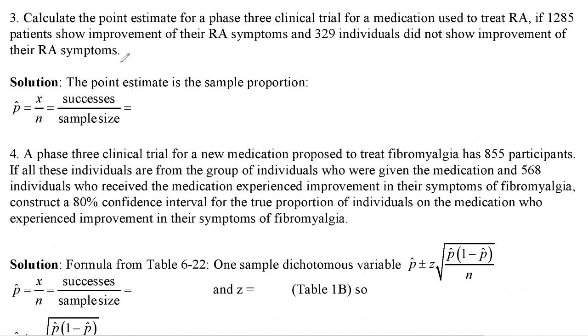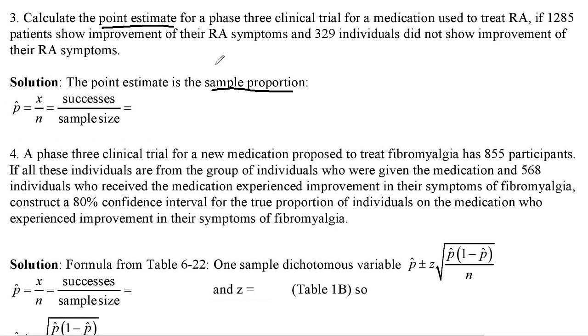In our third problem, we are calculating a point estimate for a phase 3 clinical trial for medication used to treat RA. 1,285 patients showed improvement of their symptoms, and 329 individuals did not show improvement. So we've got successes here and failures, okay? And our point estimate here is going to be the sample proportion, because this is a dichotomous outcome. This is a binomial experiment. So the sample proportion is p hat, which is successes over the total sample size.